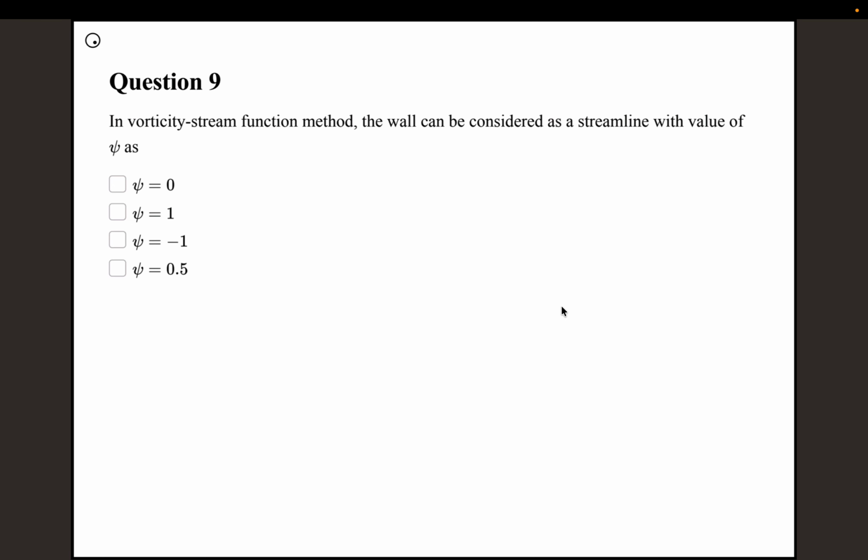In vorticity stream function method, the wall can be considered as a streamline with value... Okay. If I have considered that as a streamline, what will be the value of psi? This is something that we have to look for. It can be any value as long as it is a constant, it should be fine. Actually, all options are correct.